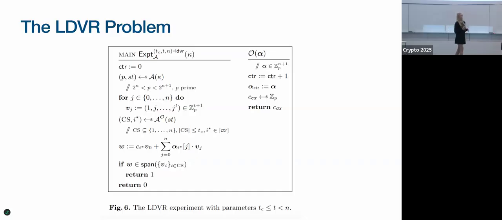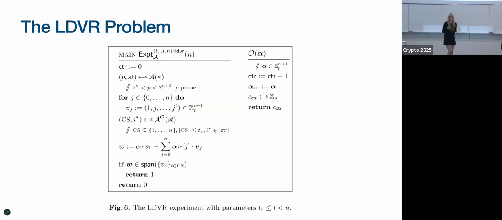So now let's take a look at the LDVR problem. This figure here defines the LDVR experiment. To begin with, the adversary produces a k-bit prime p and some state. And then the adversary is given as input these Vandermonde vectors, v0 through vn, and these are (1, j, up to j to the t). So it takes as input the Vandermonde vectors, and it's given access to this oracle. And this oracle you can think of like a random oracle. So the adversary gives as input some vector alpha, and then is given back a random value c. And this random value will correspond to the hash for the Schnorr signature.